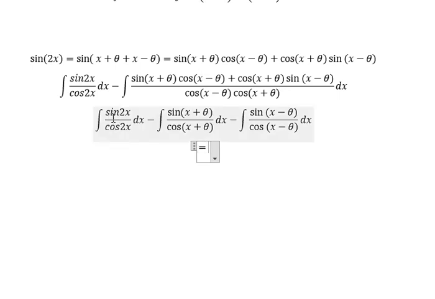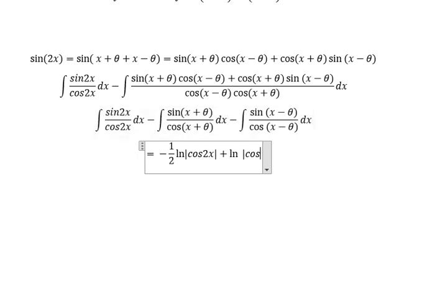The integral of sin 2S over cos 2S dx, you will get negative 1 over 2 ln of cos 2S. That's natural log in here. Similar, the integral of sin(S + θ) over cos(S + θ), you will get ln. In here we have the negative, so we got positive cos(S + θ).